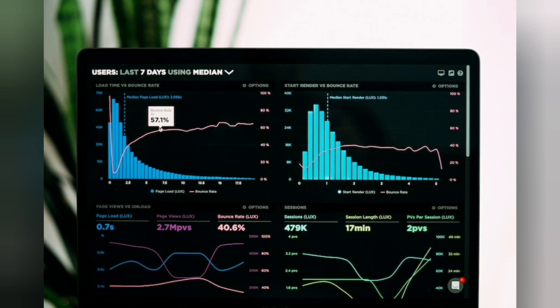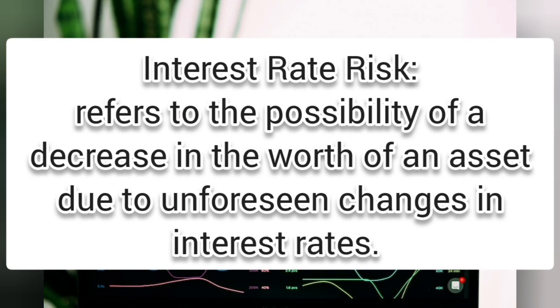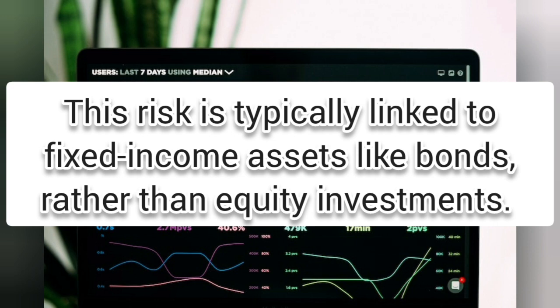Susunod naman ay ang susunod ay interest rate risk. Interest rate risk refers to the possibility of a decrease in the worth of an asset due to unforeseen changes in interest rates. This risk is typically linked to fixed income assets like bonds.